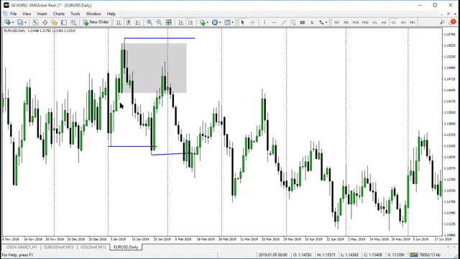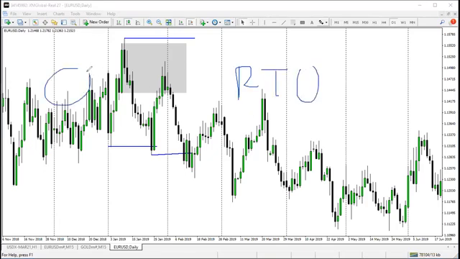So now what you must also do, when you mark your order block, is look inside this order block. If on the lower time frame there are order blocks that are still fresh, that have no return to order block, order blocks without RTO, that's how you start to confluence your order blocks.